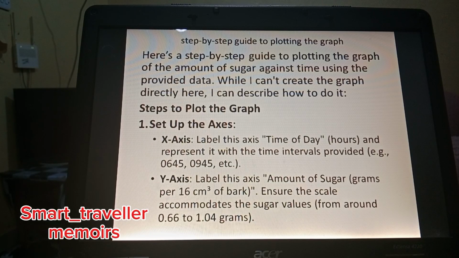Set up the axis. X-axis: label this axis time of the day, in hours, and it is presented with the time intervals provided, e.g. 0645 and 0945, etc. Y-axis: label this axis amount of sugar, in grams per 16 cubic centimeters of bark. Ensure the scale accommodates the sugar values from around 0.66 to 1.04 grams.